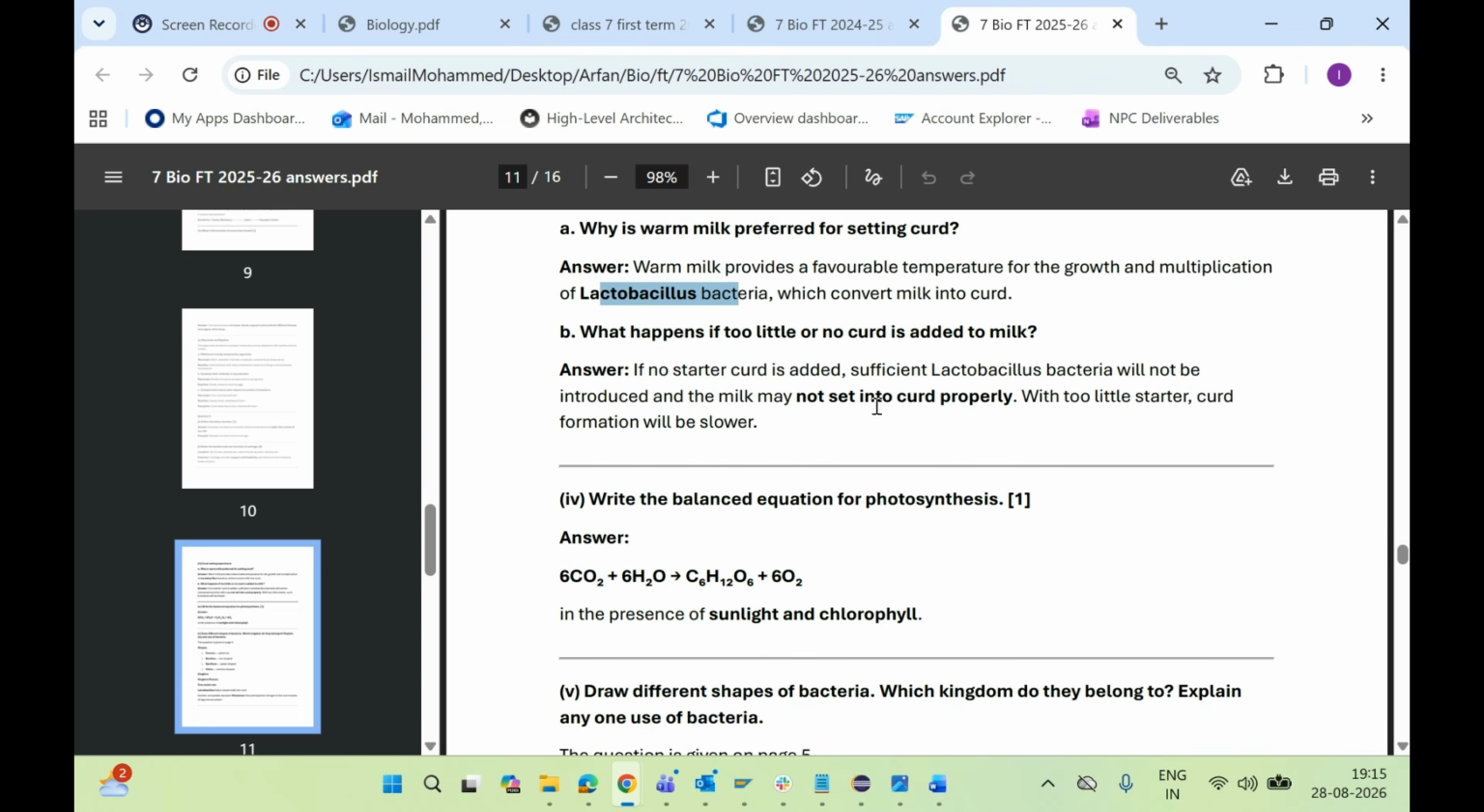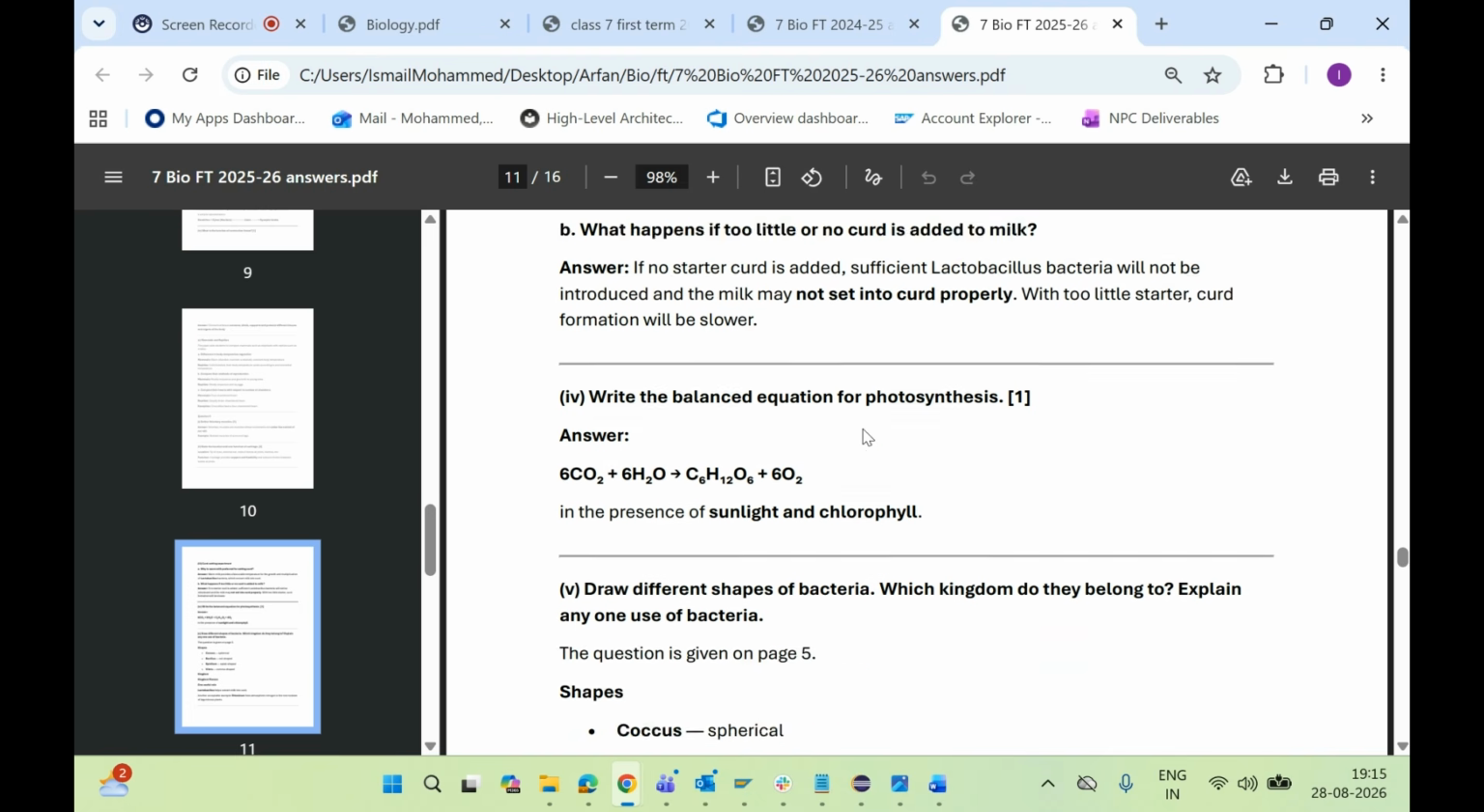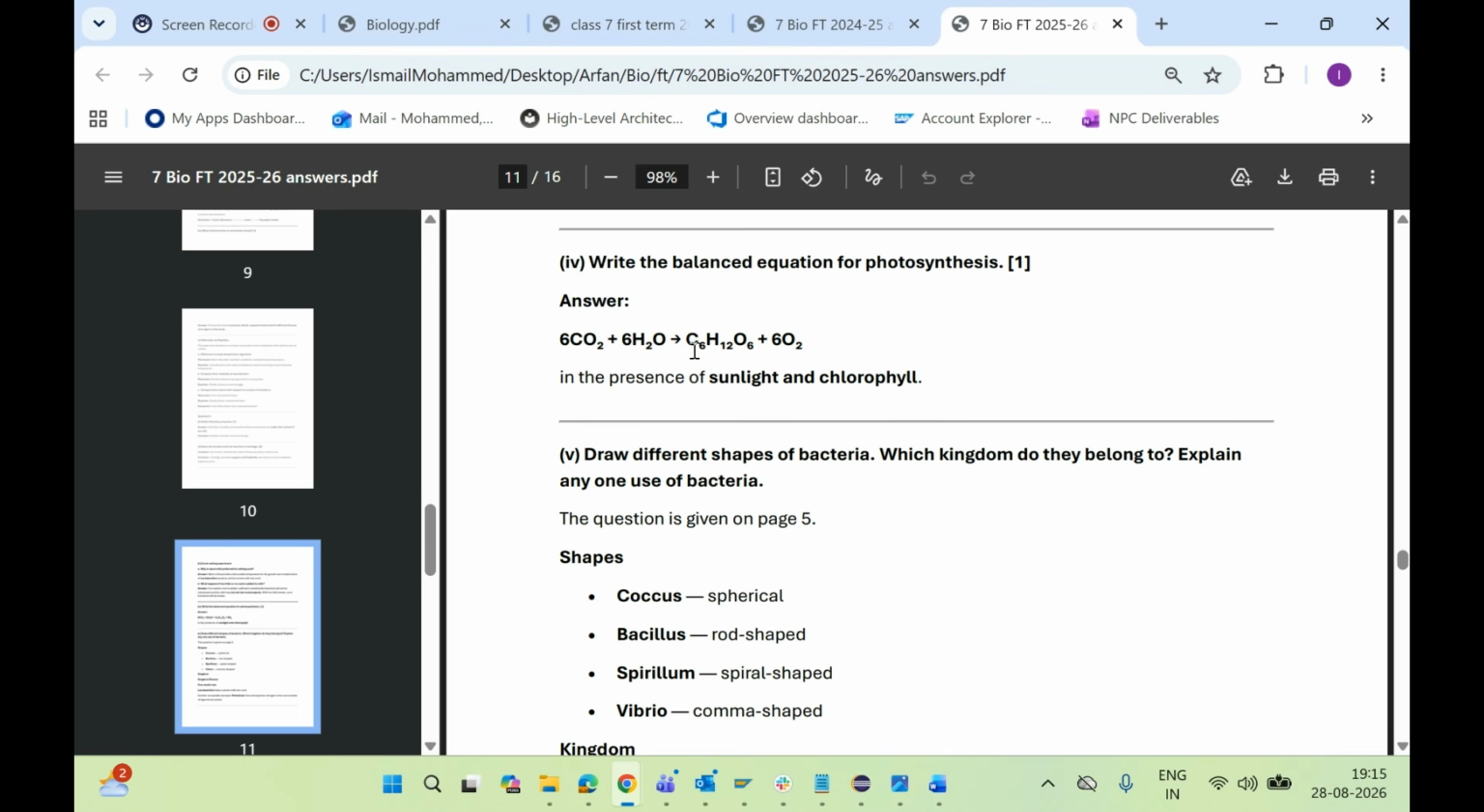That is the answer. What happens if too little or no curd is added? If too little or no curd is added, Lactobacillus bacteria will be absent there, and the milk may not turn into curd. So the balanced equation for photosynthesis, you see, this also came here. So this is very important. You have to remember this equation.